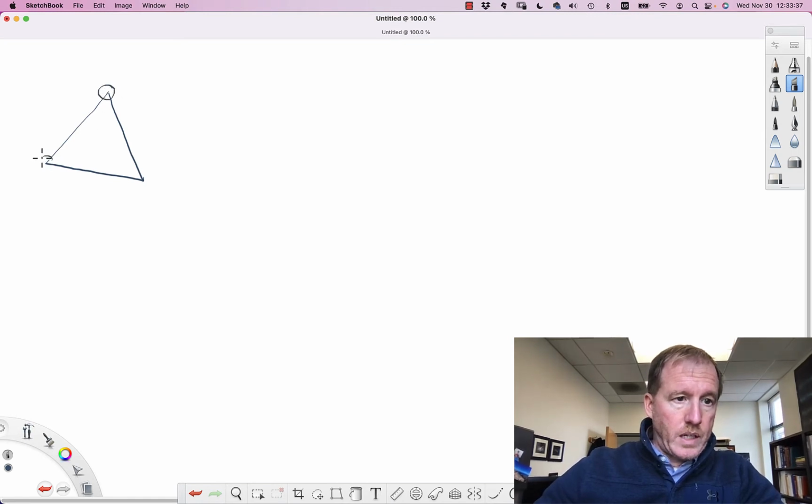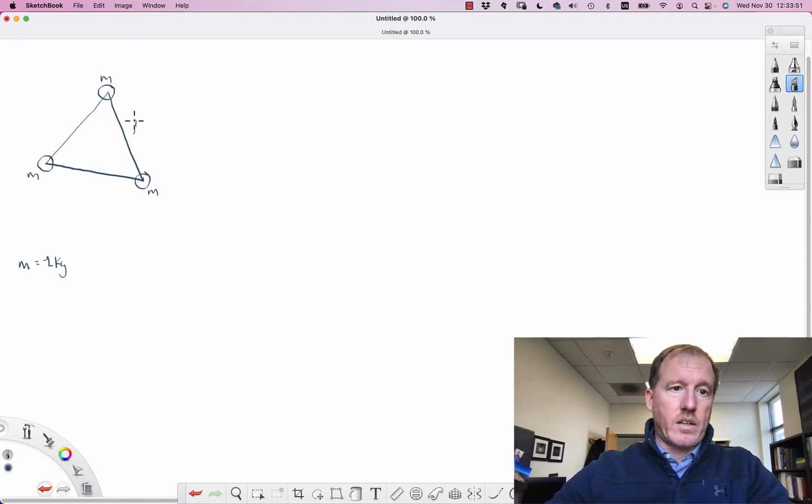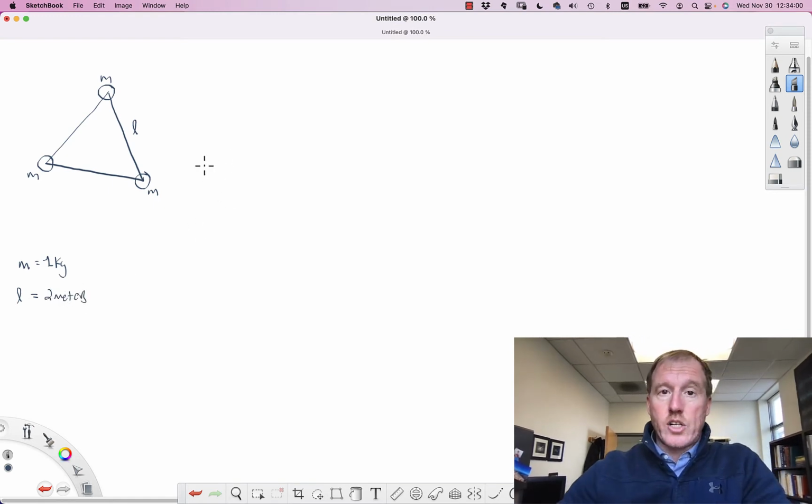Each of them, I believe, was 1 kilogram. So I'll label each one M. So that's M, and this is M, and this is M. And M is equal to 1 kilogram. And we're told that the length of each side of the triangle, L, was equal to 2 meters. And what we have to do is find the rotational inertia about the center of mass of this entire system.